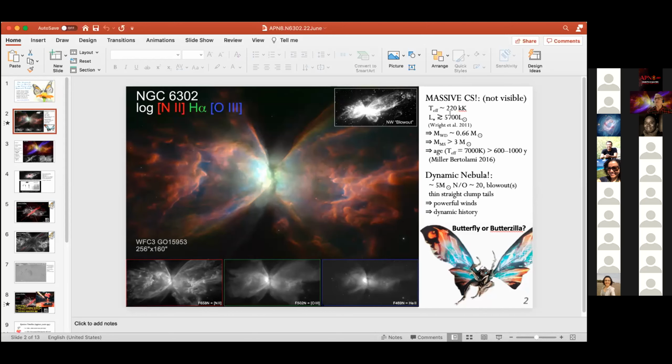And from our estimates of the luminosity and the temperature, you go to an HR diagram and you pull out Miller-Bertolami's evolutionary tracks. The central star is about 3 solar masses, and the time after which the star reached 7,000 degrees is a mere 600 to 1,000 years. That is really interesting. It's a very dynamic nebula. And as I point out down here, is this really a butterfly or a butterzilla? This thing is a monster.